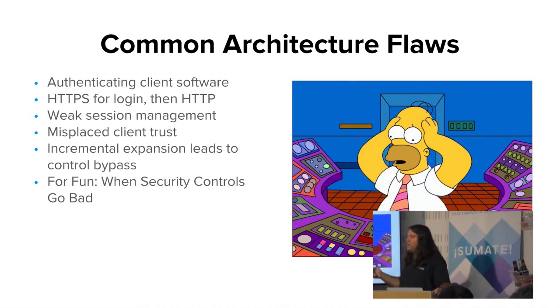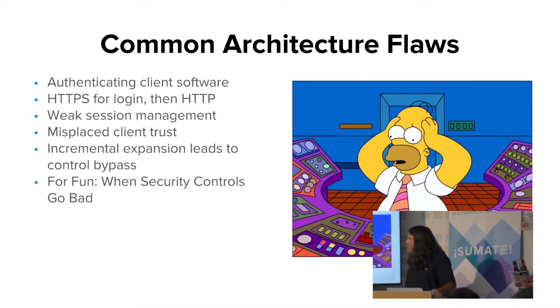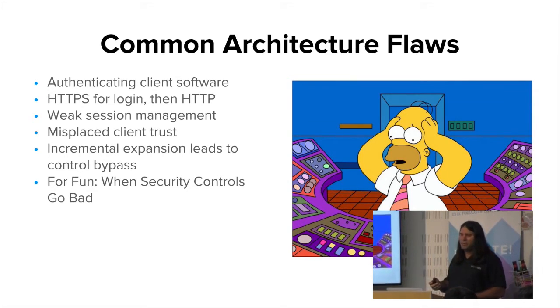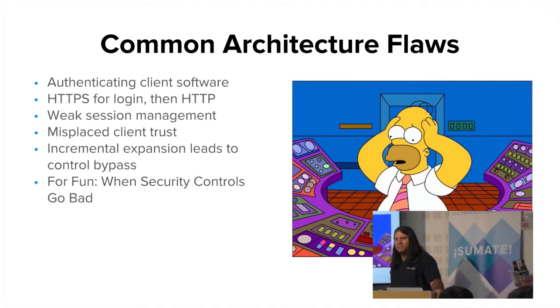Weak session management. There are a lot of things that can go wrong with session management, and often do. Misplaced client trust: trusting the client to take care of, say, validation and that sort of thing, instead of doing it at the server. And incremental expansion leads to control bypass. I couldn't think of a really suitable title for that, but really it has to do with complexity. As systems grow and you start cobbling pieces onto it, you can start forgetting security assumptions that were made during design. And then a fun one, where a security control essentially turns into an attack vector.